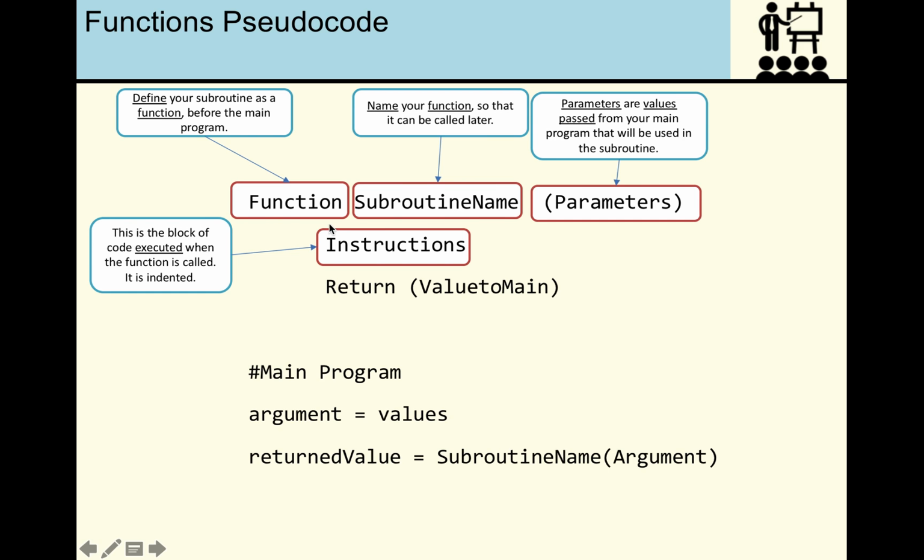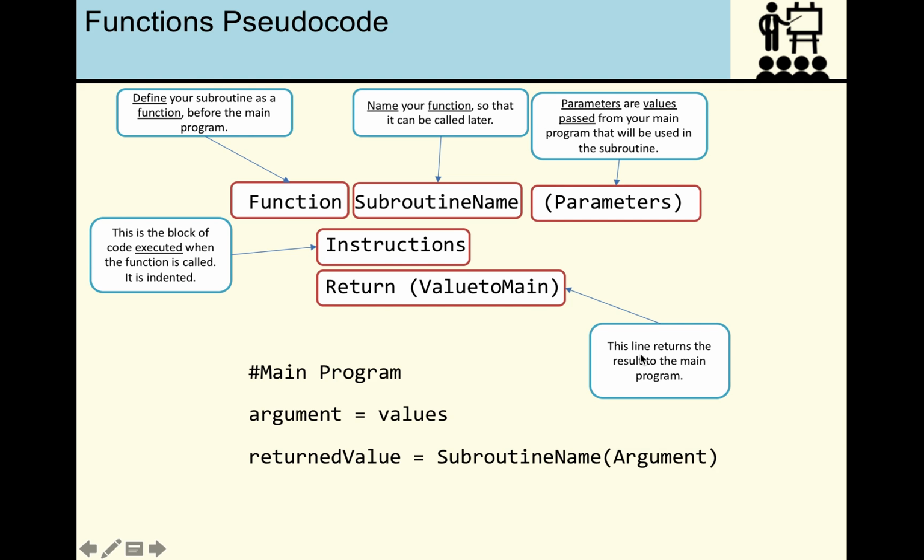Once I've defined my subroutine, I indent it. These are the instructions that are going to be executed, and there might be multiple lines of instructions here. There could be if statements, for loops, lots and lots of lines of code that are all executed when my subroutine is called.